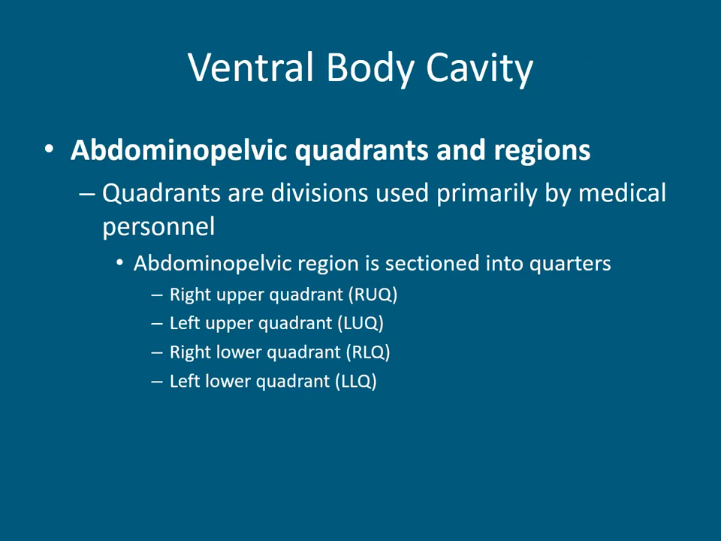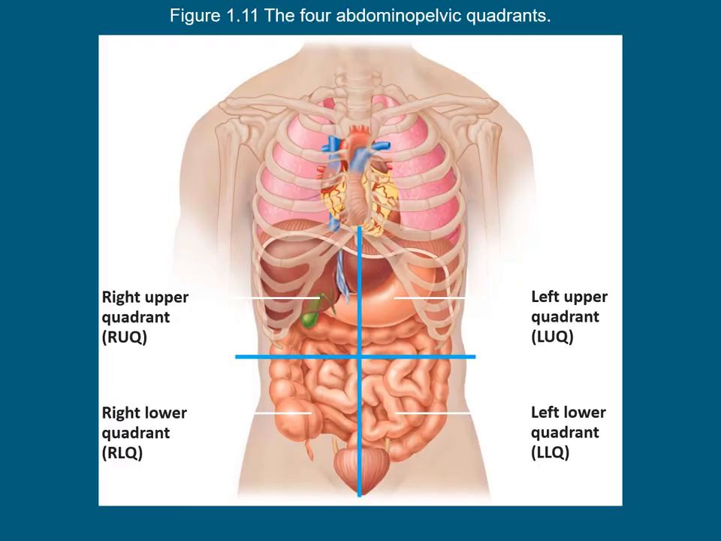With your abdominal pelvic area, we divide it into quadrants and regions. Quadrants are typically used by medical personnel. For once, we do make these names very nice. They're logical, so enjoy it. You have the right upper quadrant, the left upper quadrant, the right lower quadrant, and the left lower quadrant. And remember, right and left are the patient's, not yours.